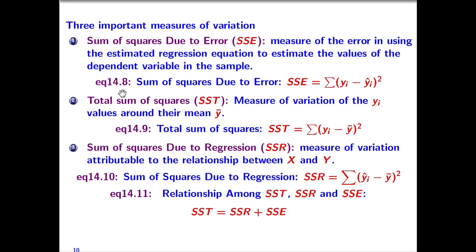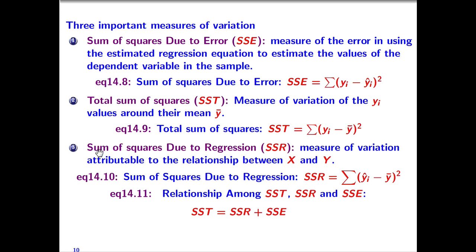Equation 14.8, sum of squares due to error, or SSE, is equal to the sum of yi minus yi hat squared. The next one on the list is the total sum of squares, or SST. It's a measure of variation of the yi values around their mean y bar. That is, total sum of squares, SST, equals the sum of yi minus y bar squared.